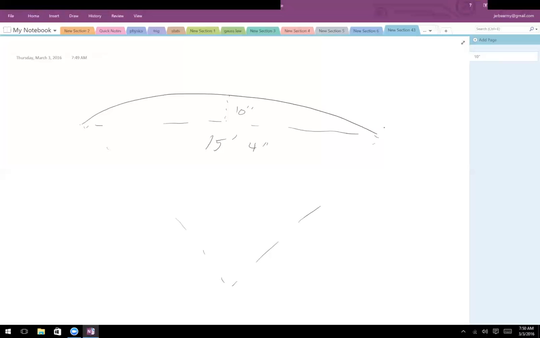All right. So that's not too hard. It requires a little bit of algebra, but not too bad. So first thing I'm going to do is just change that to inches, just so it's all the same thing. So that's 184 inches. And the part we're really going to work with is only the half of it. So this length right there is 92 inches.